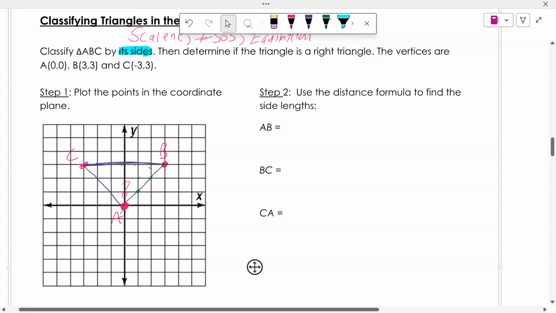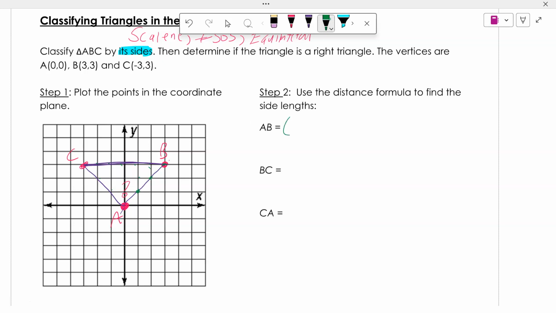So let's check AB and AC. We're not even going to really confirm BC because we already know the distance, since it's literally straight across the grid. So let's try A to B. Again, I'm going to write the points down so I don't make a mistake. Looks like 0, 0, and we have 3, 3. I'm going to organize myself, x1, y1, x2, y2, just so I don't make a mistake.